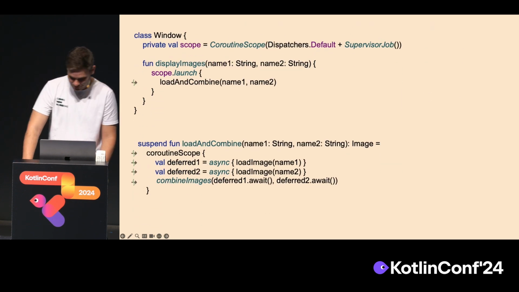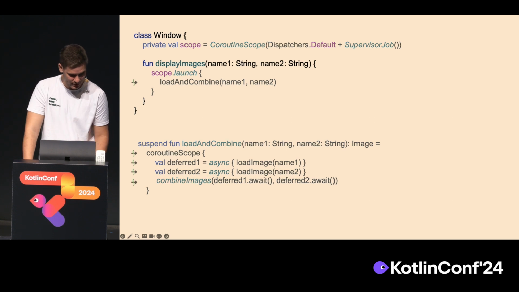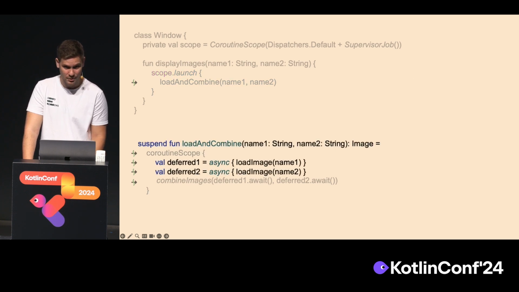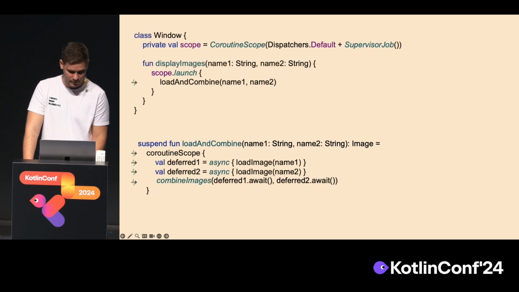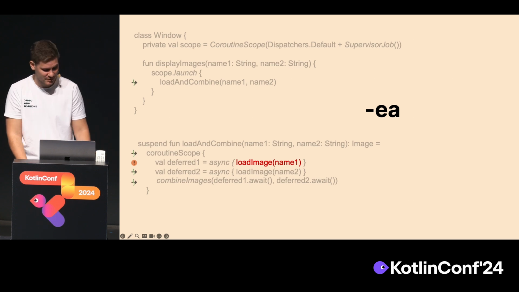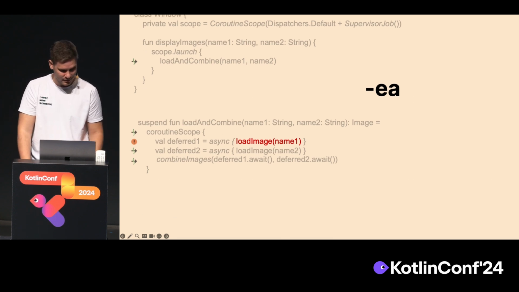So taking a look at our application again, we have a window class with the display images function that launches a coroutine, and we have a load and combine function that asynchronously loads two images and then combines them. And then the exception happens in the load image function. But now we have assertions enabled in our VM, which automatically enables stack trace recovery. Let's take a look at the stack trace.